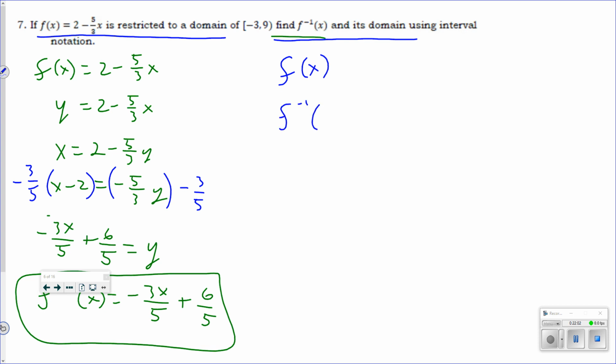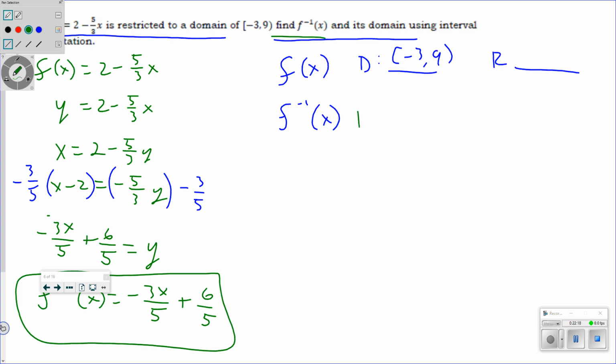And remember what I said before. Make a chart, like a little table like this, to see where am I going, what do I want. I'm given a domain of [-3, 9]. And what I want, again in green, is the domain of the inverse. So I want the domain of the inverse, but what I have is the domain of f of x.